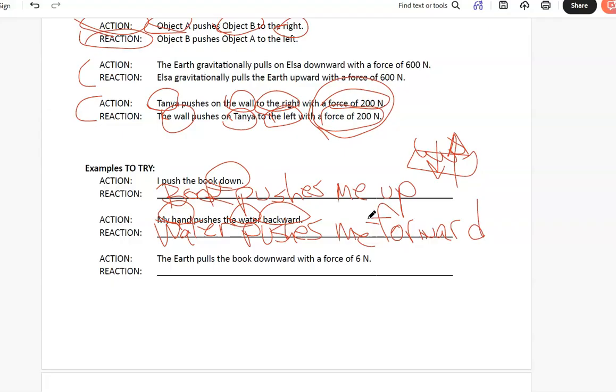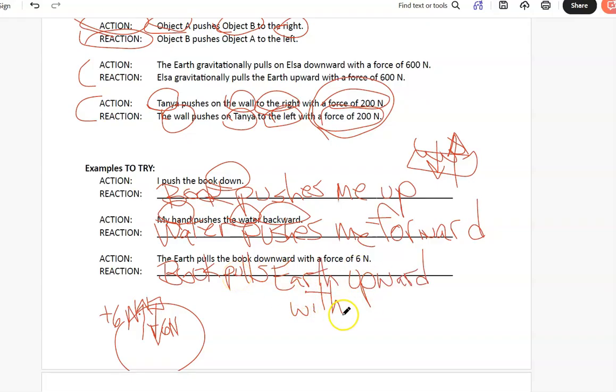The third one, the earth pulls a book downward with a force of 6 newtons. So we have the earth and we have a book sitting on the earth. Earth is pulling on the book with a gravitational force of 6 newtons. You can say that's a downward force, so we'll call that negative. And at the same time, the book is pulling the earth upward with a force of 6 newtons. Now, the book pulls, penmanship's terrible, the earth upward with a force of 6 newtons.